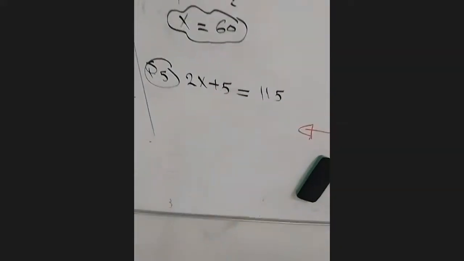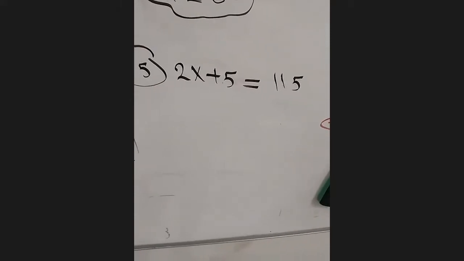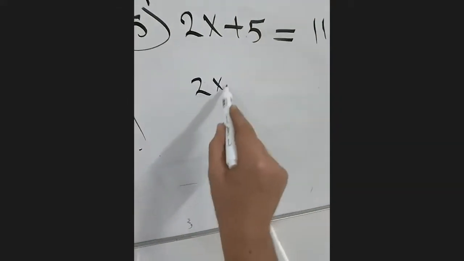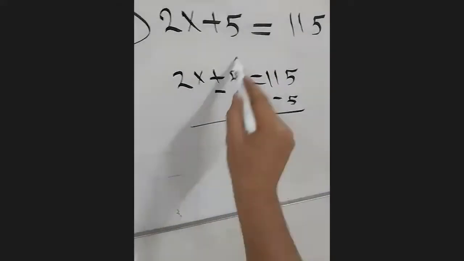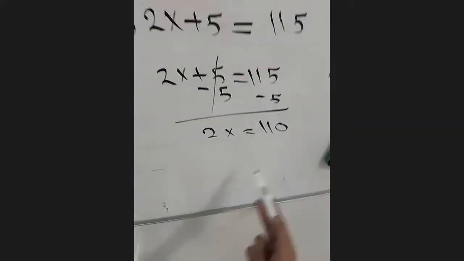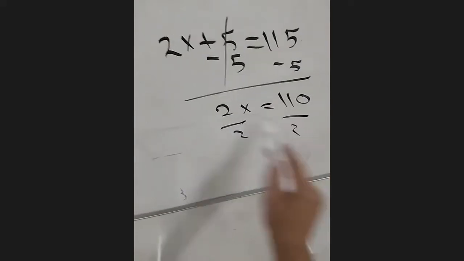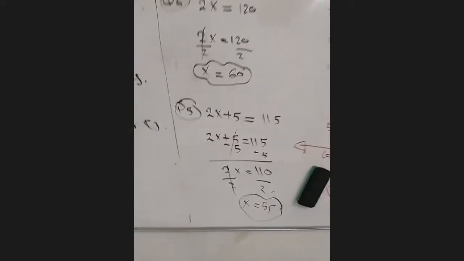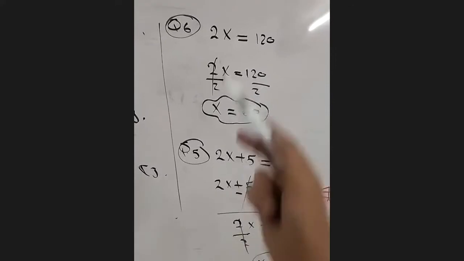This is a two-step equation. We will first subtract 5 from both sides. Exactly. We rewrite the equation and we subtract 5 from both sides, right? So 2x equals 110. Now what will I do? Divide by 2 on both sides. X will be 55. Got it? Yes, got it. Do you understand the vertical angles? How we find the values of x?